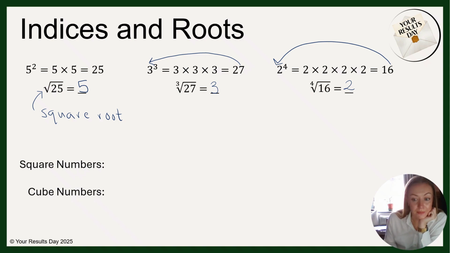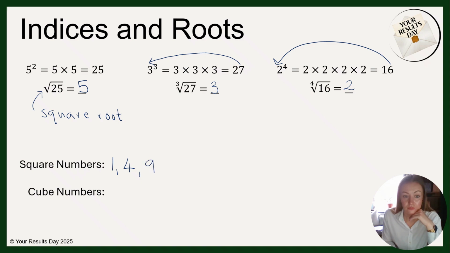So our square numbers, you can do these in your head or you can do them on a calculator, and the easiest way to do them is in order and ask yourself the question. So square numbers is timesing something by itself. So what's 1 times 1? It's 1. What's 2 times 2? 4. What's 3 times 3? It's 9. What's 4 times 4?